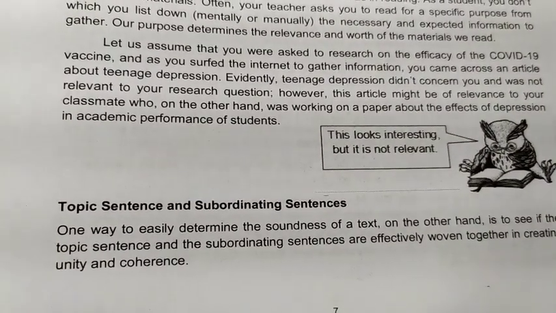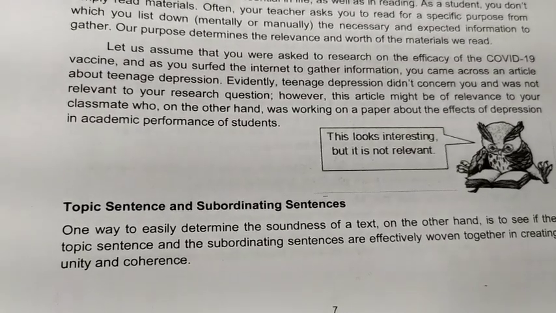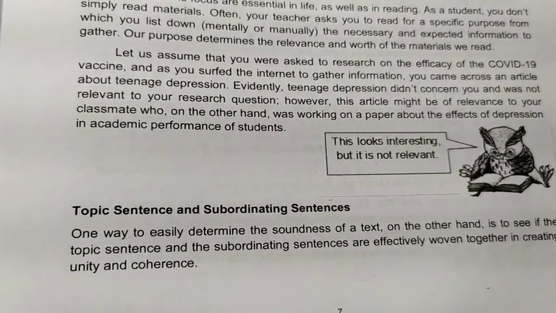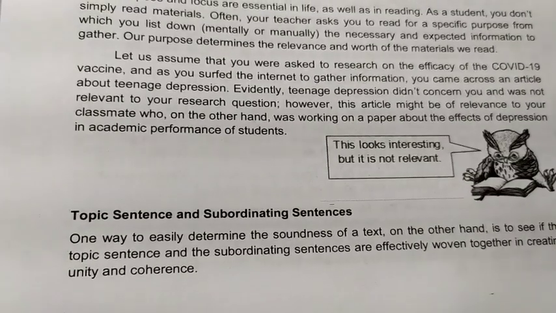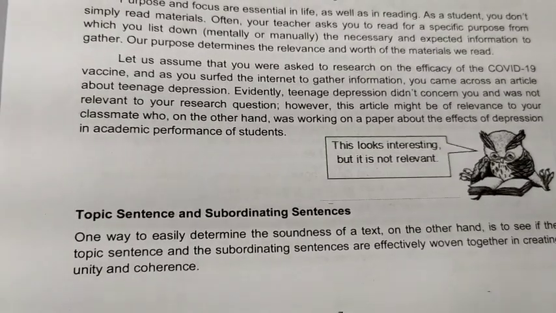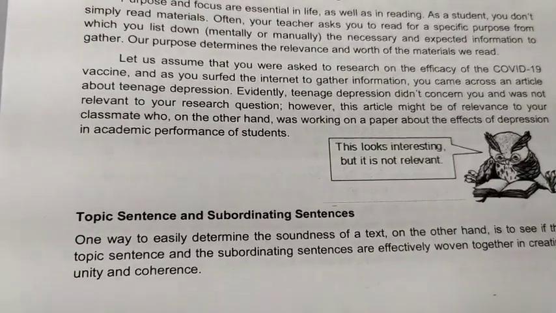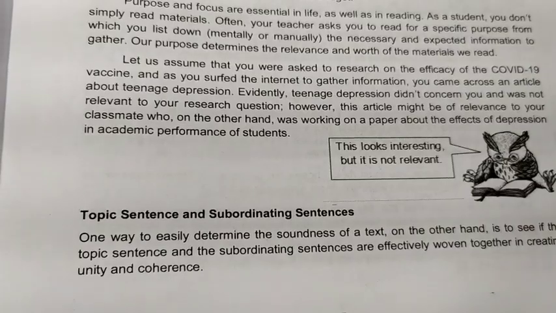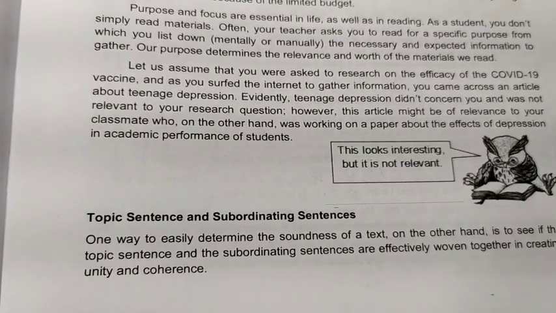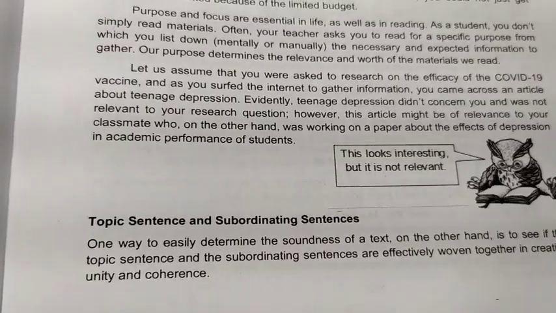Topic sentence, usually we can see it at the beginning, but sometimes it can be found at the middle or at the end. But the key tip that we can have in determining the topic sentence is that it is the general sentence that will serve as an umbrella to all of the remaining sentences, because it is the main idea of a particular paragraph.